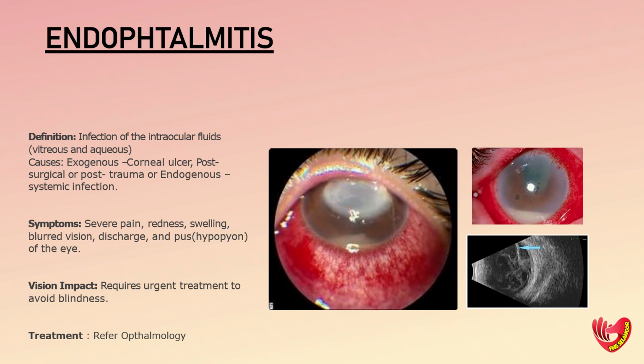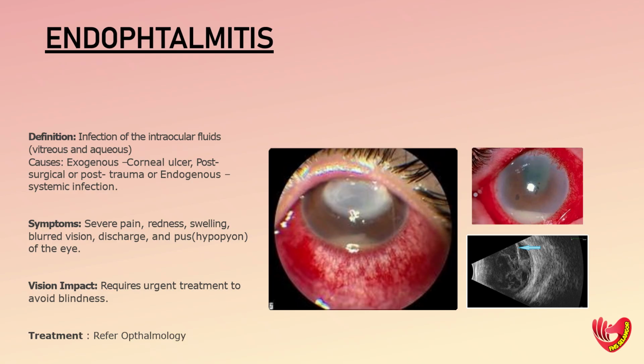In exogenous endophthalmitis, the infection is directly introduced through procedures like cataract surgery or penetrating trauma. In endogenous endophthalmitis, the organisms are carried by blood vessels to the eye from another site of infection, and it most commonly occurs in people with immunocompromised states.